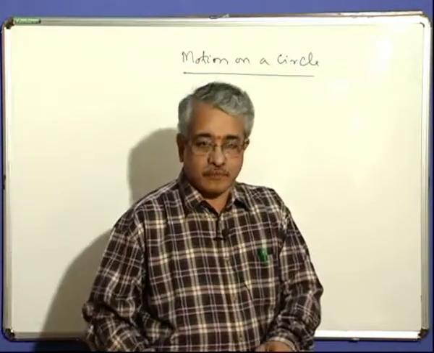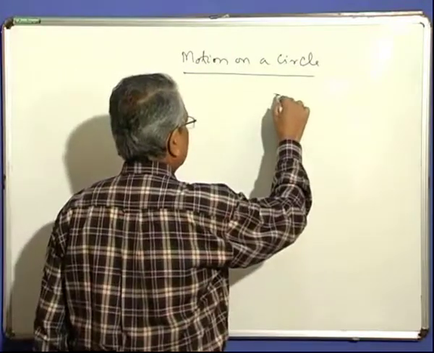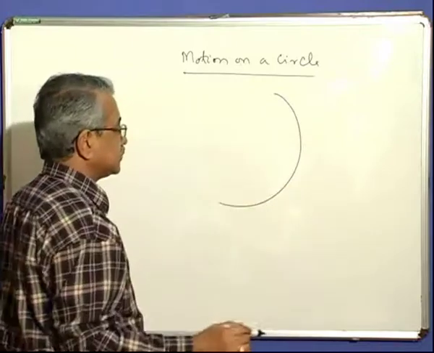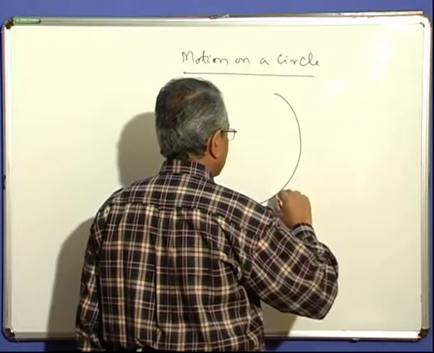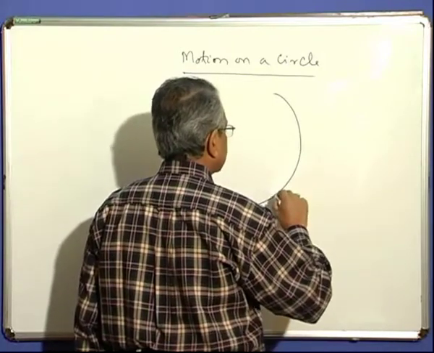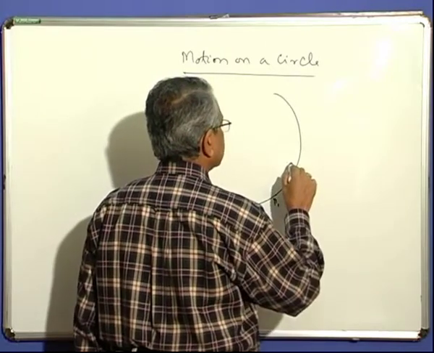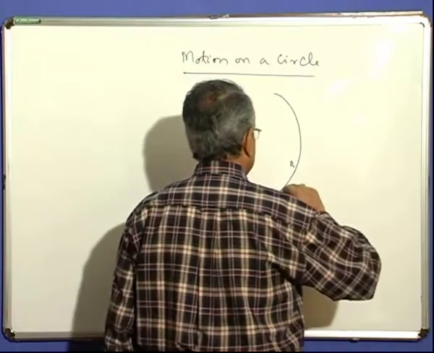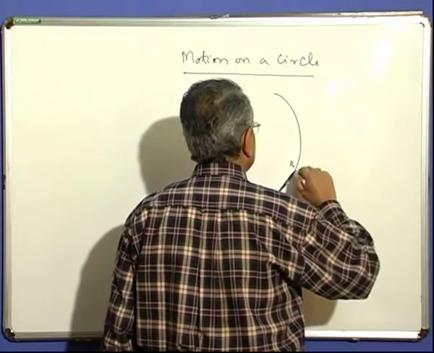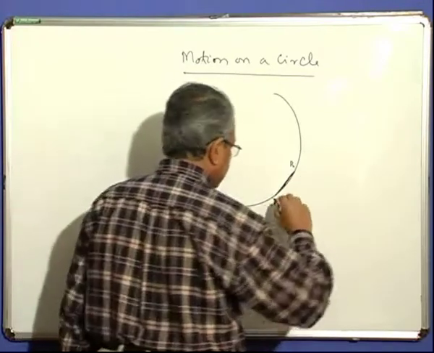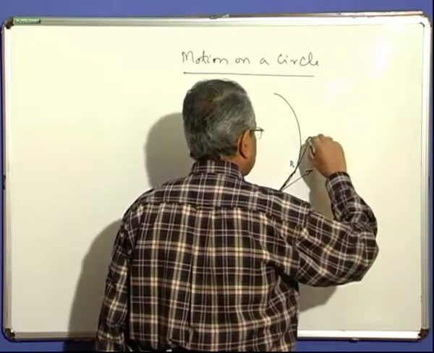Motion on a circle, that is the present module. Imagine a body moving on the circumference of a circle like this. Suppose it is moving from here to that point. This is point P1, this is point P2. Between these two points, there is the displacement P1P2 along the straight line, and the velocity at each point is along the tangent.